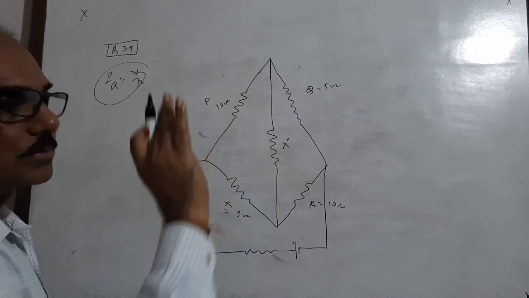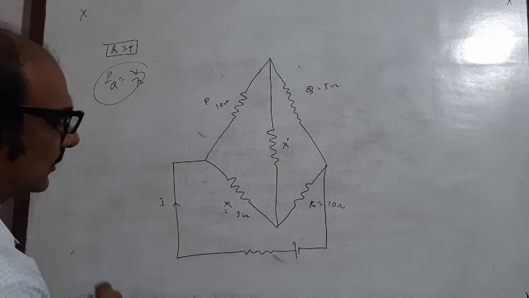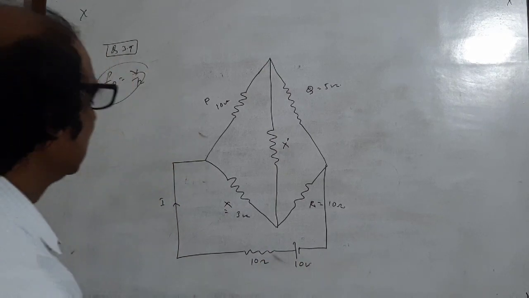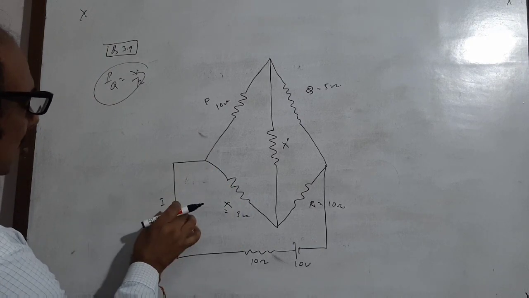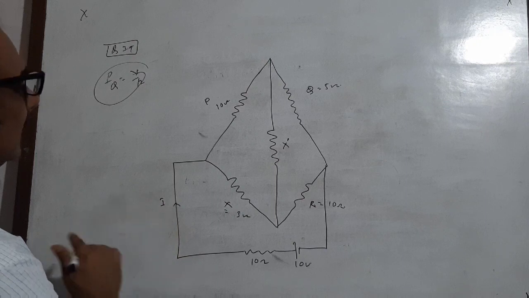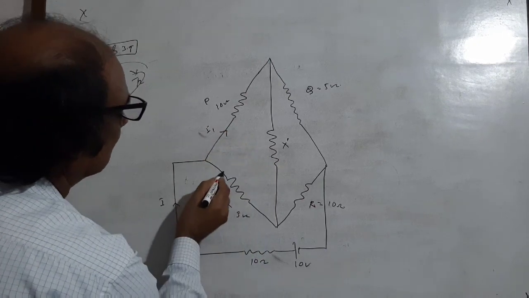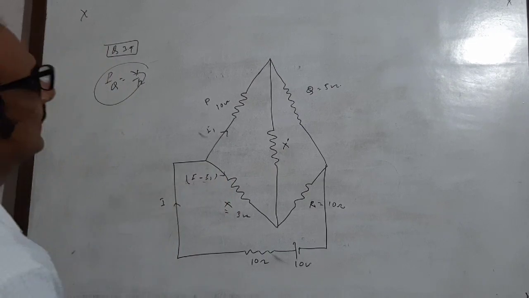So here we will use Kirchhoff's law. Using Kirchhoff's law means we assume the net current, and this is the 10 volt. So first of all, it is assumed that the main current or net current in the electrical circuit is I, and assume here this one is I1. So this current is I minus I1.